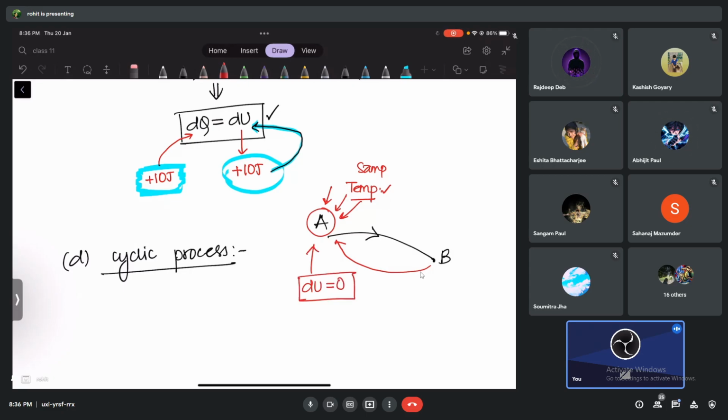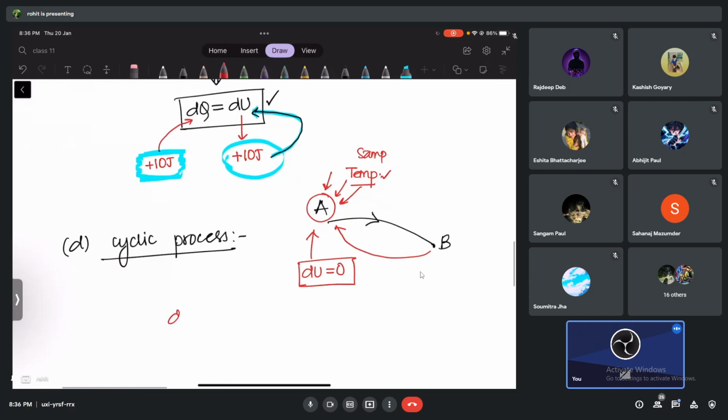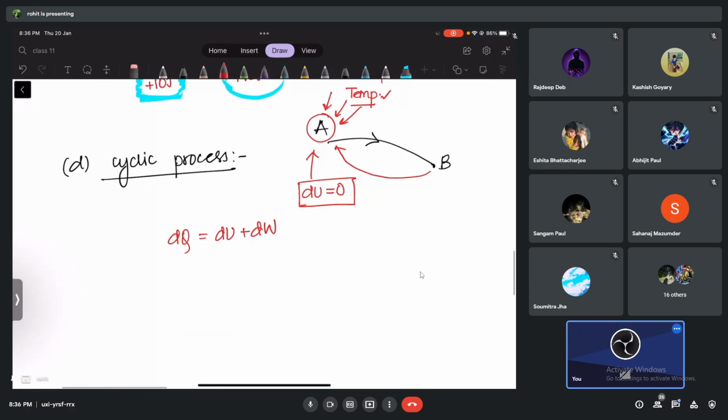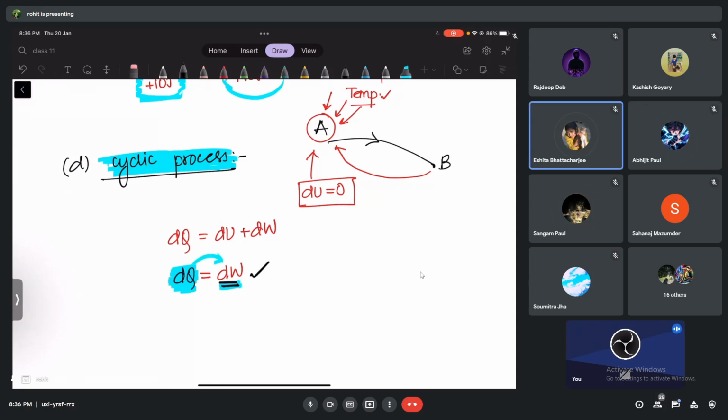So there is no change of internal energy, right? In that case, what will be our formula? dQ equals dU plus dW, right? So what will I get, guys? dQ will be equal to dW. That means in a cyclic process, if you are giving heat to the gas, all the heat will be converted by the gas into what? Work done.